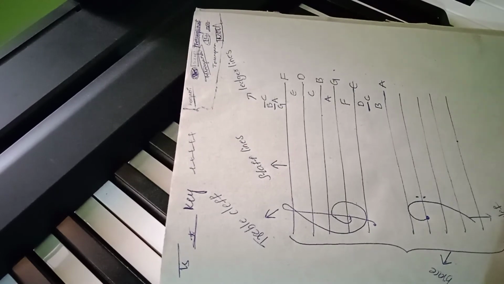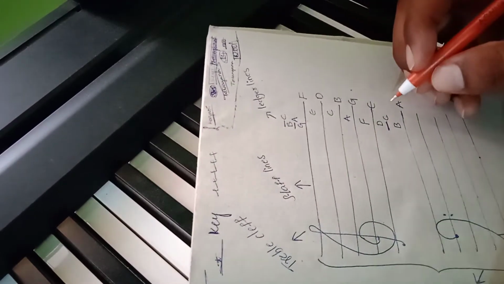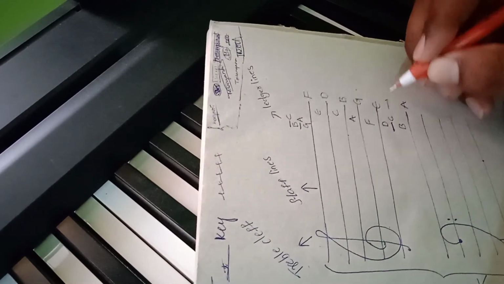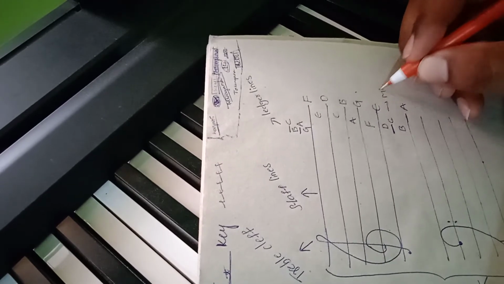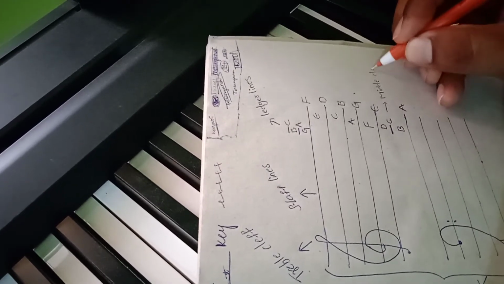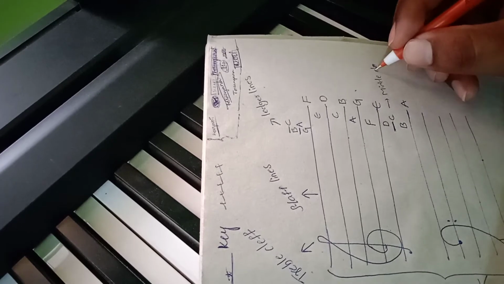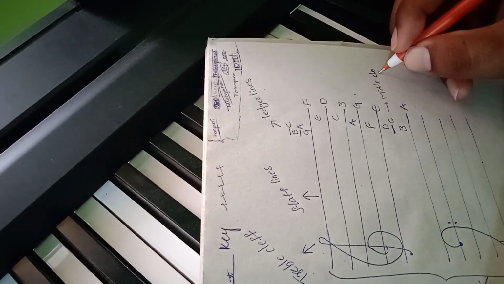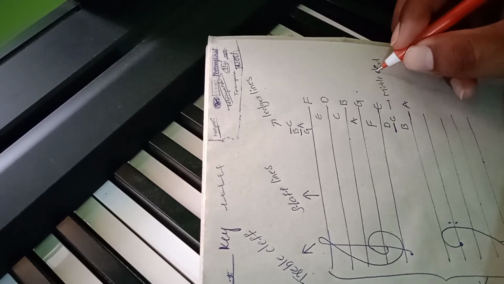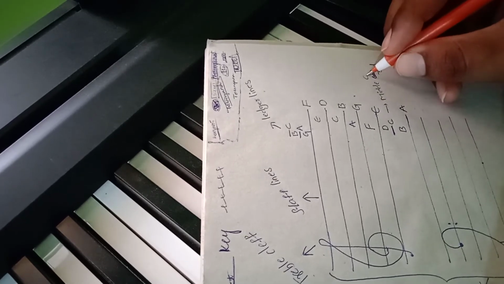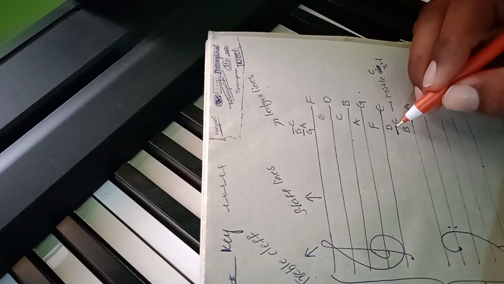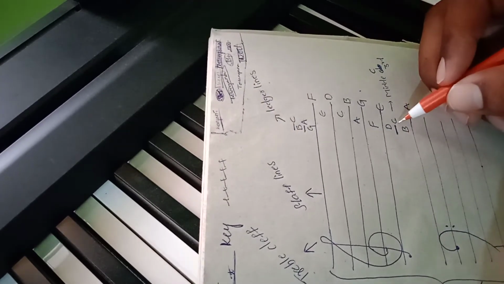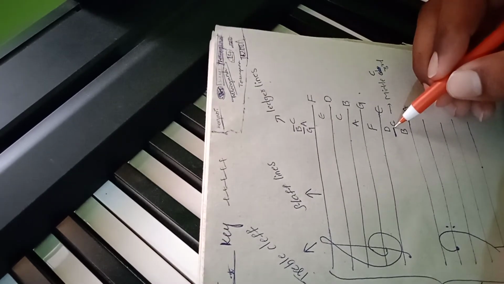Now I need to mention one point. This C is the middle C of the keyboard. Middle C, also called the third C. Remember it as middle C. This is the middle C which divides the keyboard into two halves. So this is the middle C.